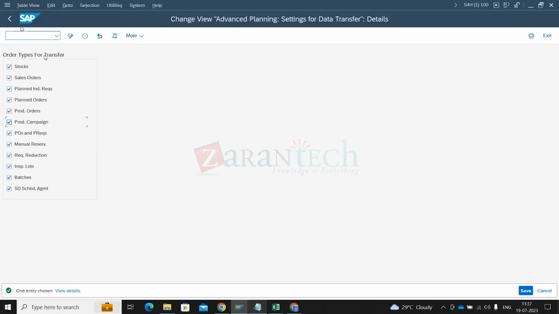You just need to enable it, save it, done deal. So the moment you create it in S4, for a material which is PPDS relevant, then it would immediately go to PPDS. It's as simple as that.